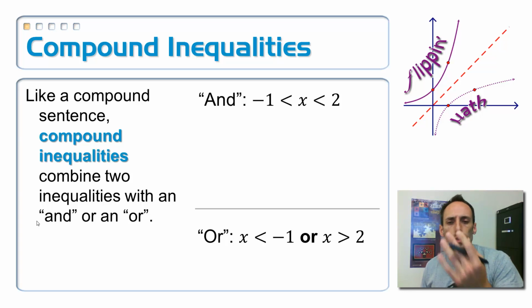So let's look at these two kinds. Let's look at the and inequality first. An and inequality is always written as you see it, as it looks like one complete statement, but really when you break this up, it's two.